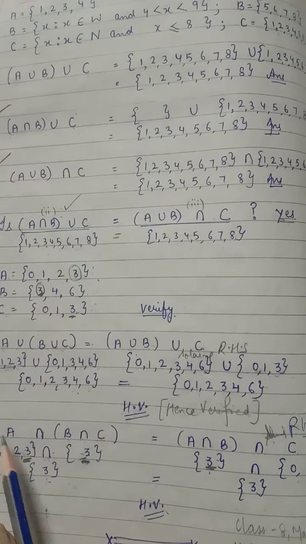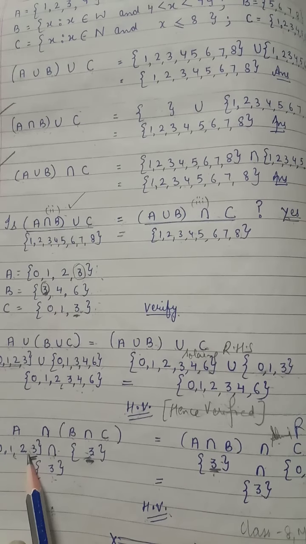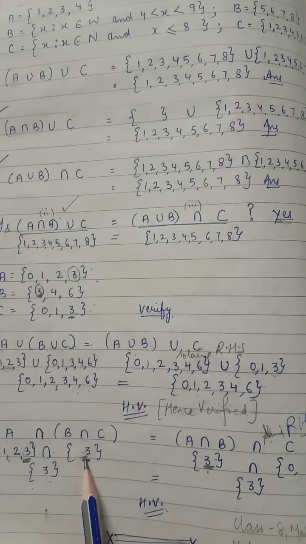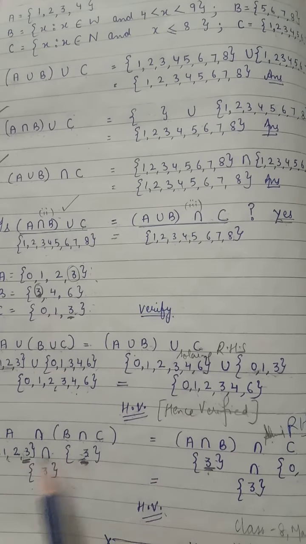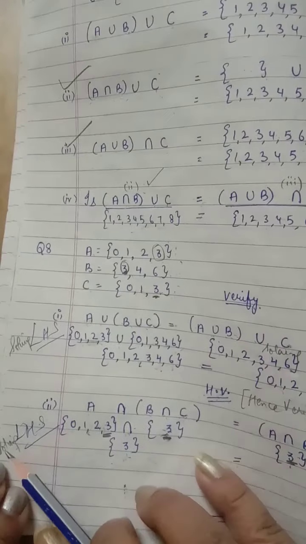The second part is A intersection (B intersection C). So set A intersection, B intersection C means common in B and C, which is 3. Now these two sets you have to find the intersection, that is common, that is answer 3. Again you have to begin in the same way, solving LHS.